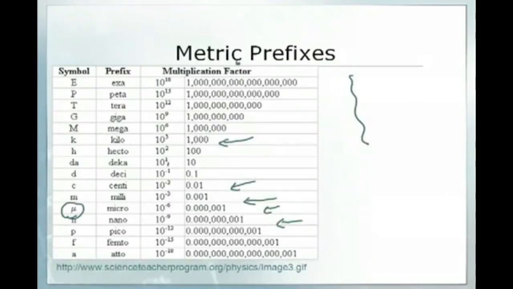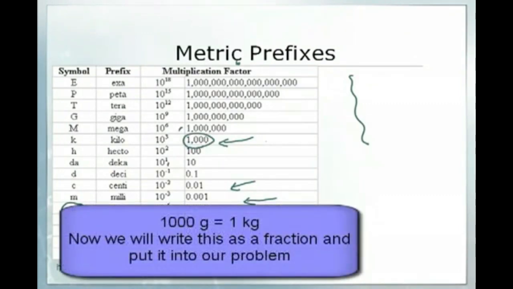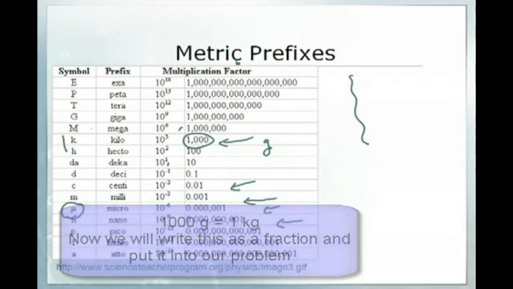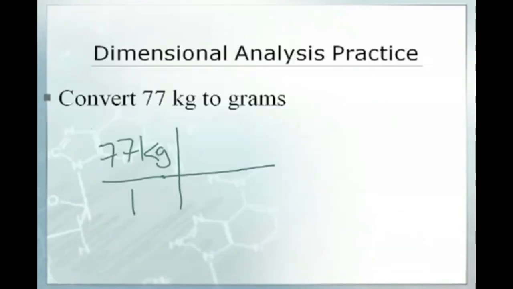There it is. Now, here's the thing: there's 1,000 grams in 1 kilogram. That's how many of the base units are in 1 kilo, but this happens to be grams. We could have kiloliters or kilo-something. There's 1,000 base units in a kilo. So there's 1,000.